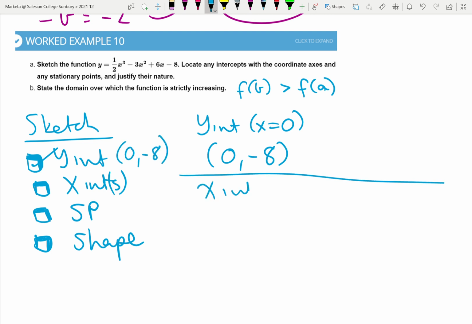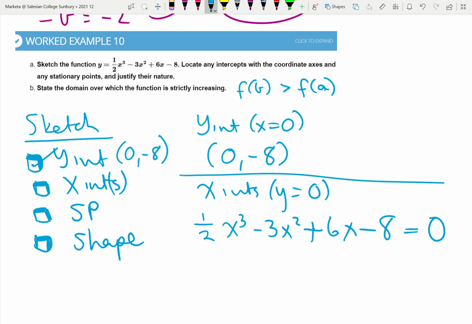X-intercepts. So half x cubed minus 3x squared plus 6x minus 8 equals 0. And we're going to have to do a long division of polynomials, so it's really not very good. I'm just going to quickly cheat and find our p of whatever equals 0. I'm just going to look on my CAS. All right, so it looks like p of 4 equals 0. You would obviously not start with 4. You would start with 1, negative 1, 2, negative 2, etc. But if I sub a 4 in, p of 4 equals 0, and therefore x minus 4 is a factor.